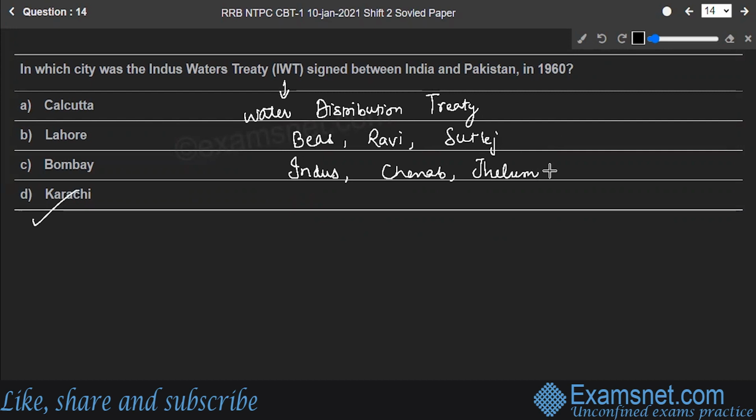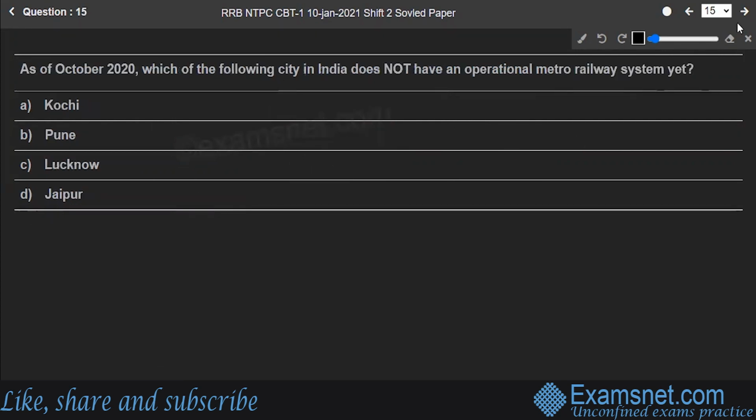The treaty was signed in Karachi by the Prime Minister of India, Jawaharlal Nehru, and then Prime Minister of Pakistan, Ayub Khan. So we have option D as the correct answer to the question. Hope you got this. Next is question number 15.